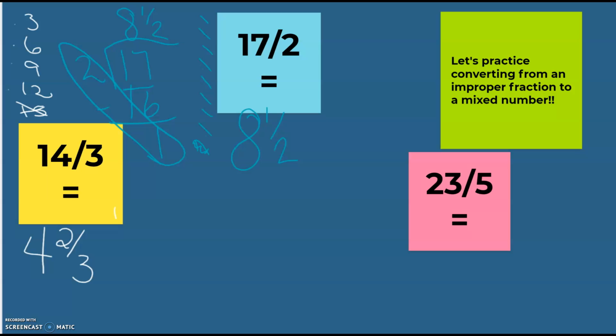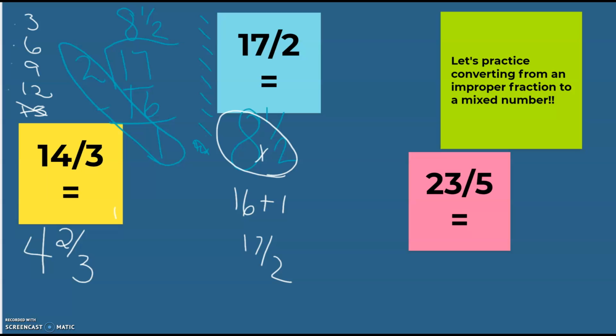All right, and I can check it just to make sure that I'm doing it right. I can check it by going backwards. Remember that to go from a mixed number to an improper fraction, we did this. We did 8 times 2. 8 times 2 is 16, plus 1 more is going to be 17 halves. So it goes back and forth.